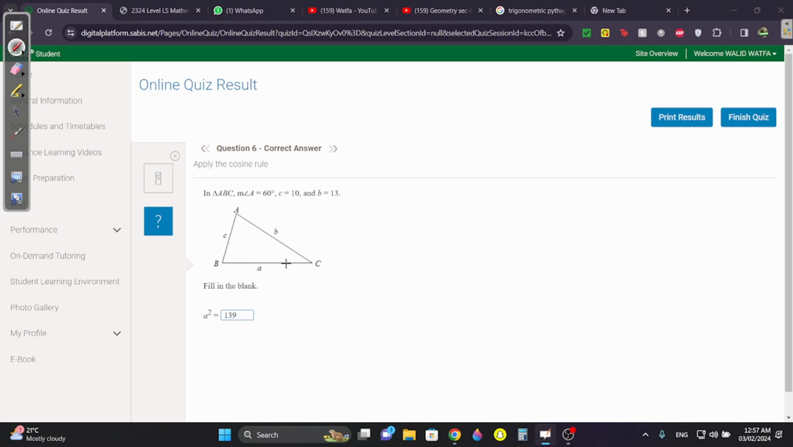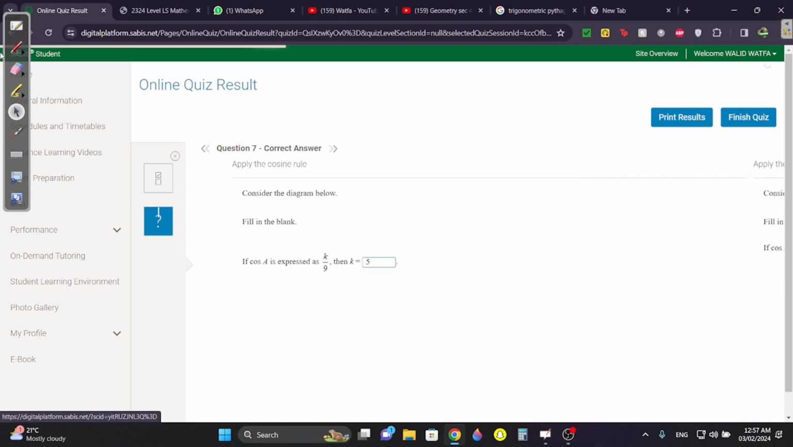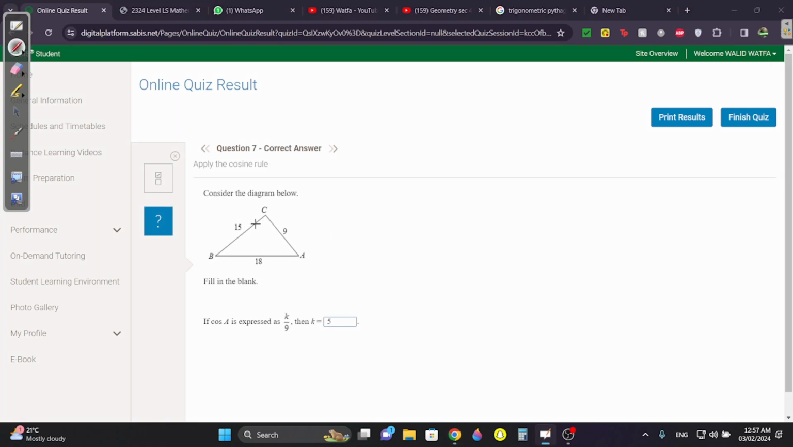Question 6, they give you a triangle. Angle A is 60 degrees. C is 10, B is 13. They want A squared. For A squared, we use the cosine rule: the other two sides squared, so 13 squared plus 10 squared minus 2 times the other two sides, 10 times 13, times cosine of the angle, which is 60. And you get 139. They're asking for A squared, so you don't square root it.